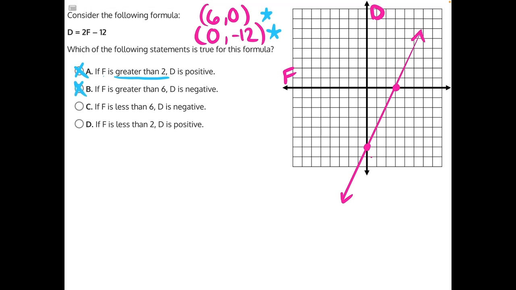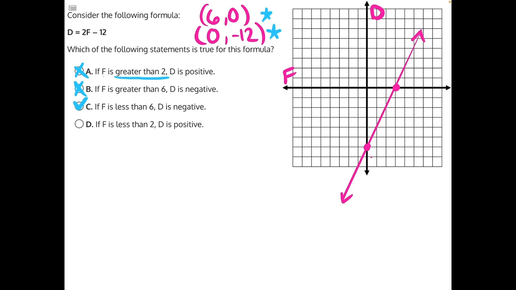Answer choice C says if f is less than 6, so same line going the other way, then d is negative. This is a true statement because all of these points are below the x-axis, making all of those d values negative, and therefore making C our correct answer. At that point, you can mark C and move on with the rest of the test, but for the sake of the video, I'll go ahead and show you why D is incorrect.